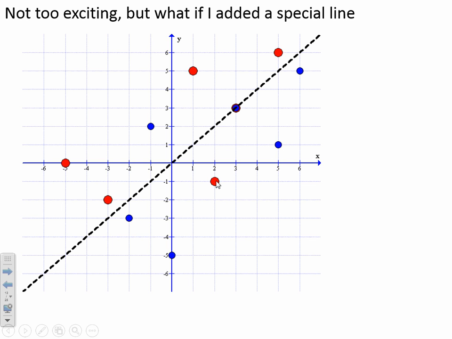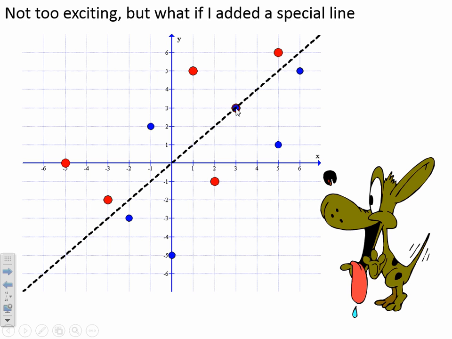This red point on f of x ended up, boom, over here on the inverse. This red point from the original ended up here on the inverse. This red point that was right here, when I look at the inverse, ends up right where it's at. Pretty freaking awesome. That's what that dog thinks, at least.